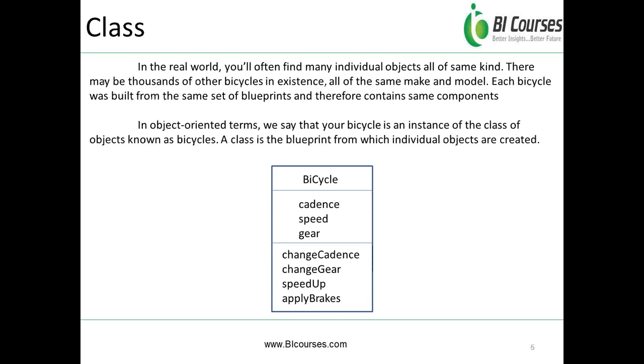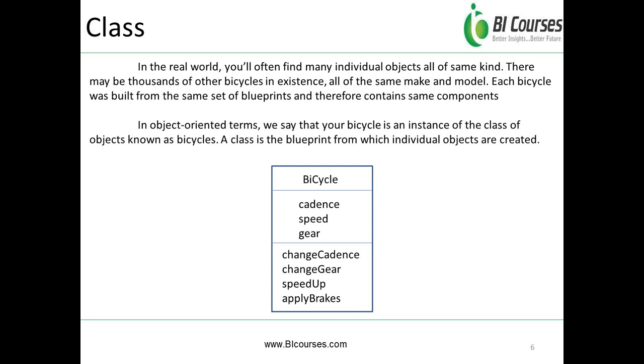Next, class. In the real world, you'll often find many individual objects all of the same kind. There may be thousands of other bicycles in existence, all of the same make and model. Each bicycle was built from the same set of blueprints and therefore contains the same components. So if we have similar kinds of dogs or similar kinds of bicycles, we can represent those in the form of a class. In object oriented terms, we say that our bicycle is an instance of a class of objects known as bicycles. A class is the blueprint from which individual objects are created.